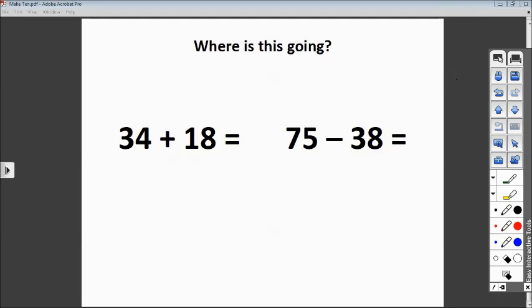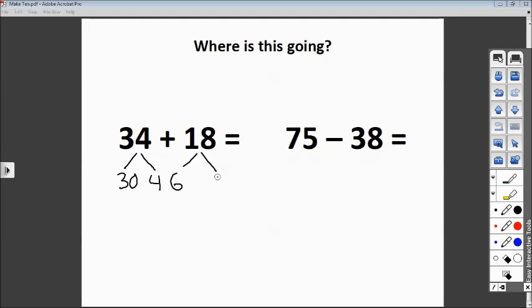Okay, so where is this going? It seems like it's very complicated just for something that's simple and easy to do in your head. Well, when it gets more and more complicated, this is where it's very helpful. 34 plus 18. I can break this down, and what I want to do is be able to make 10. Well, I have the 4 back here. So this is going to be 30 and 4. I need 6 from this.